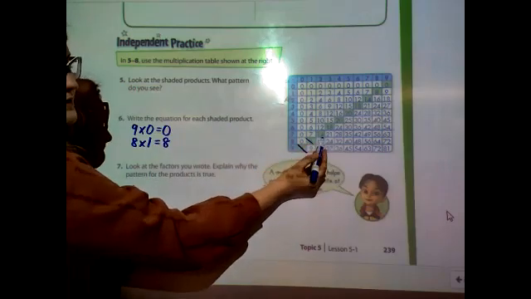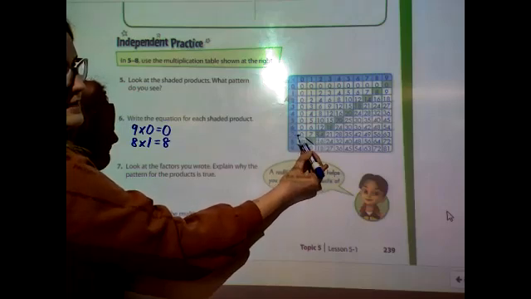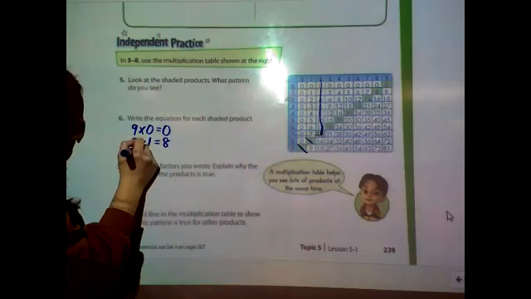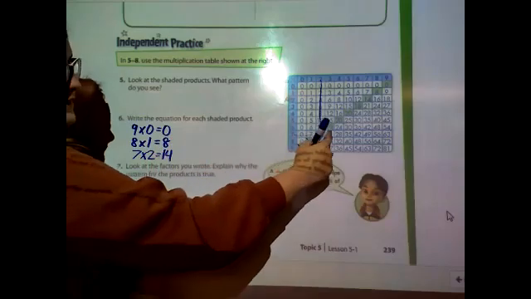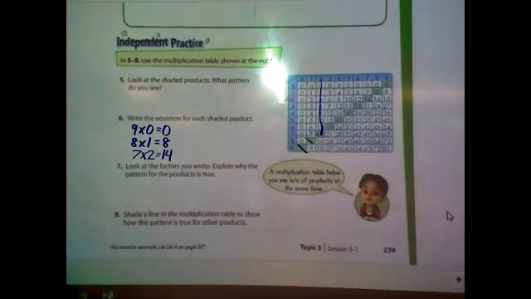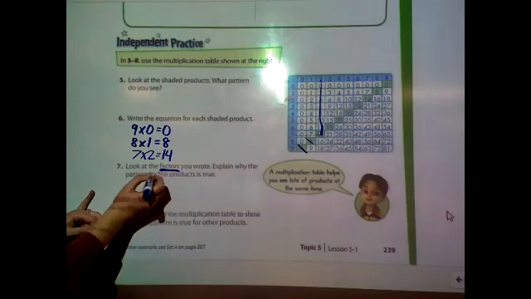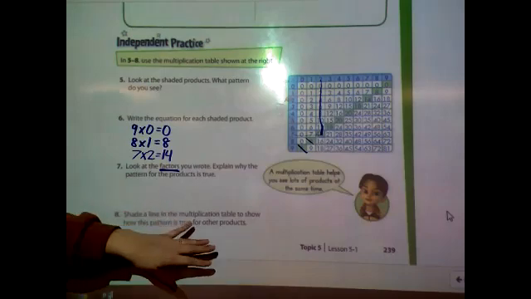Okay, I'm just going to cross this off as I go. And then you need to figure out what times what equals 14. 7 times 2 equals 14. Okay, so you're going to have to write 10 equations total for that. The number 7, remember factors are the numbers you're multiplying. And you're going to shade a line in the multiplication table to show a pattern for this last one.